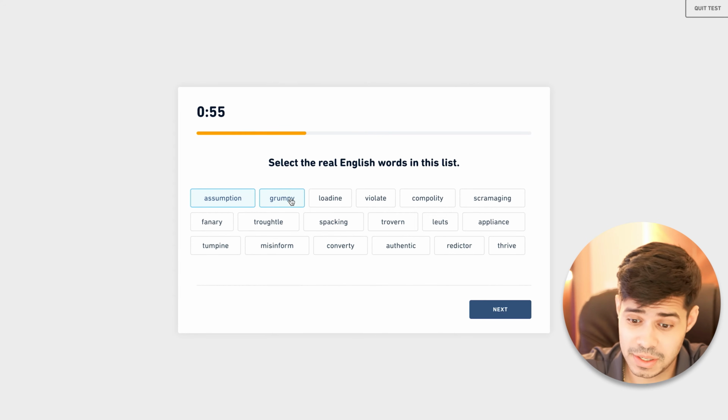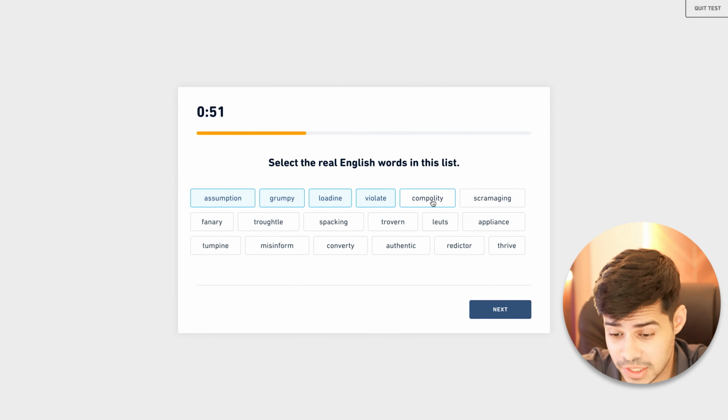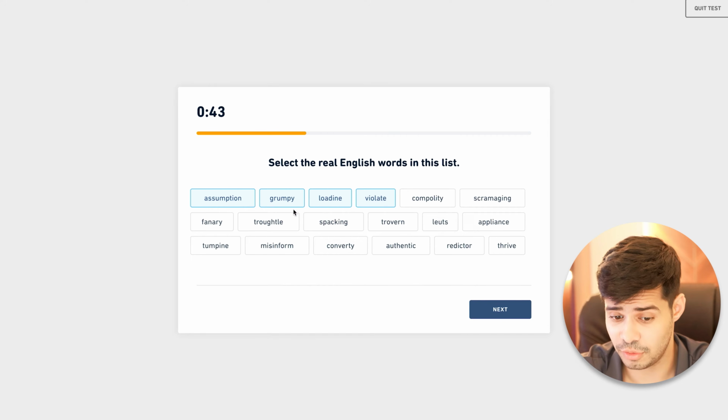Assumption is correct. Grumpy is correct. Load line is correct. Violate is correct. Compolity, I'm not sure about that. I'm not going to select it. Scrummaging. I know scrummage is a word. Scrummaging, I'm not quite sure of that, so I'm going to leave it out.